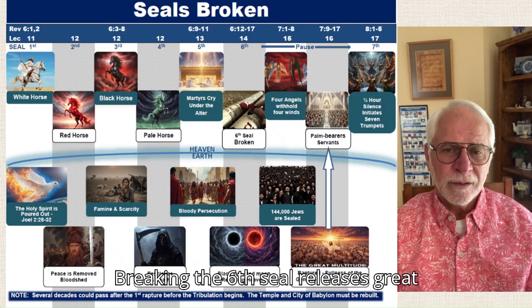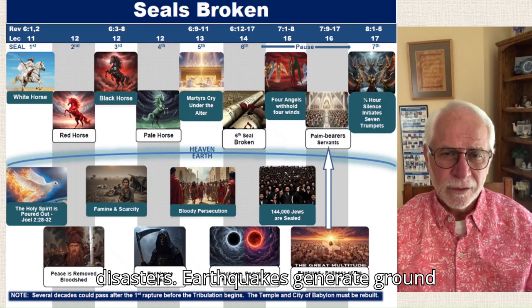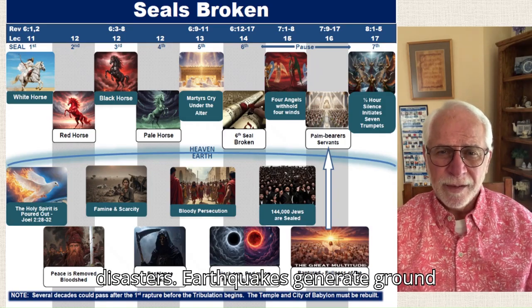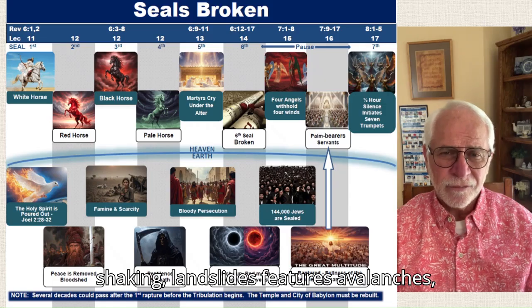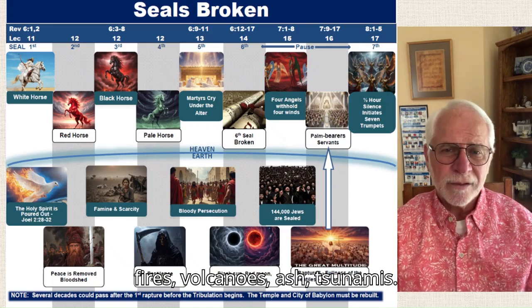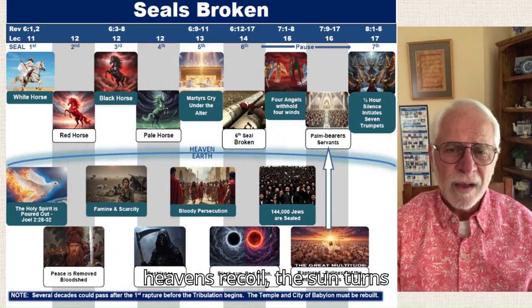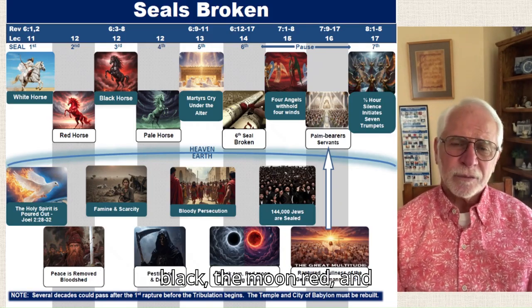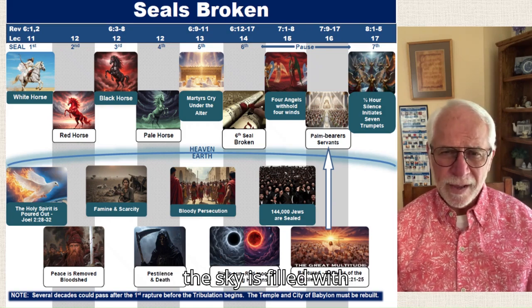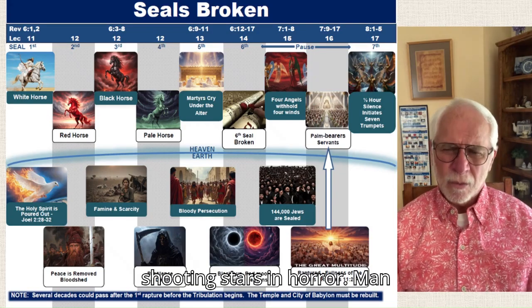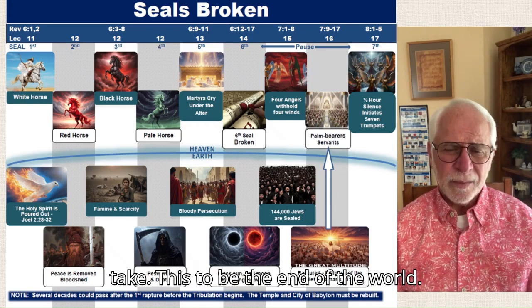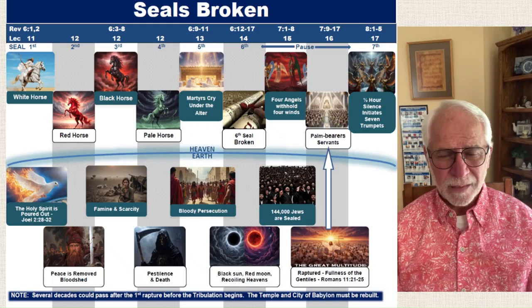Breaking the 6th seal releases great disasters. Earthquakes generate ground-shaking landslides, fissures, avalanches, fires, volcanoes, ash, tsunamis, mountains move, islands disappear, the heavens recoil, the sun turns black, the moon red, and the sky is filled with shooting stars. In horror, men take this to be the end of the world.